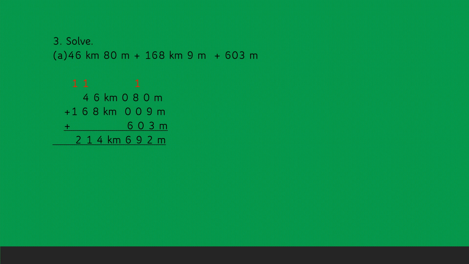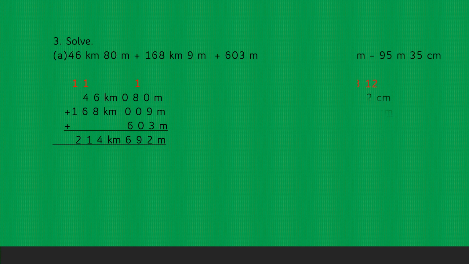Now kilometer part, 6 plus 8 is 14. So 4 in the answer part and 1 as carry. Now 1 plus 4 is 5. 5 plus 6 is 11. Now 1 in the answer part and 1 as carry. 1 plus 1 is 2. Now 214 kilometer, 692 meters.